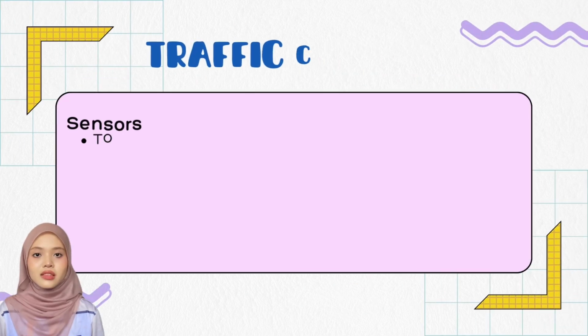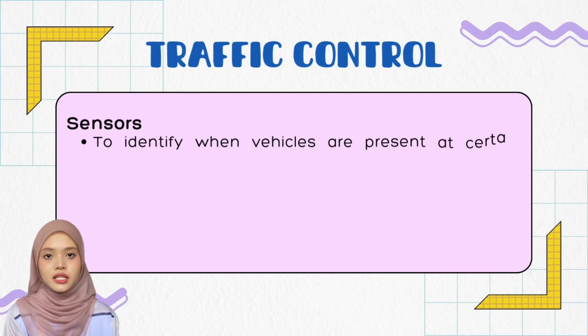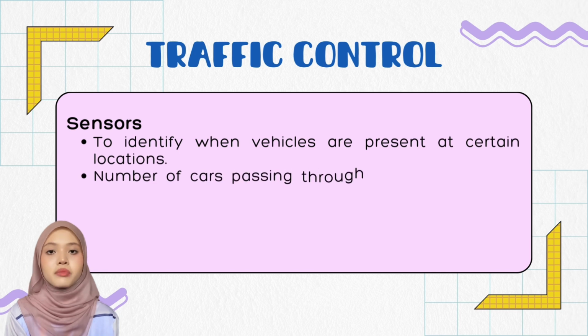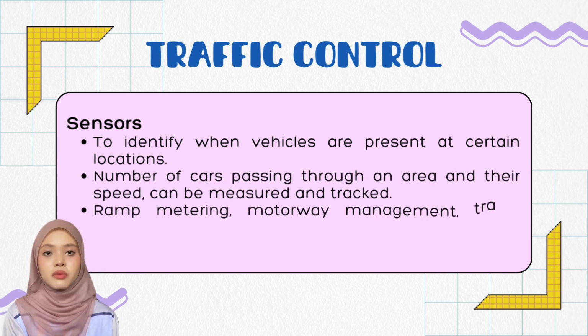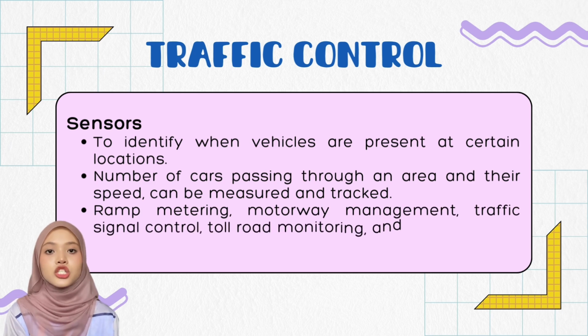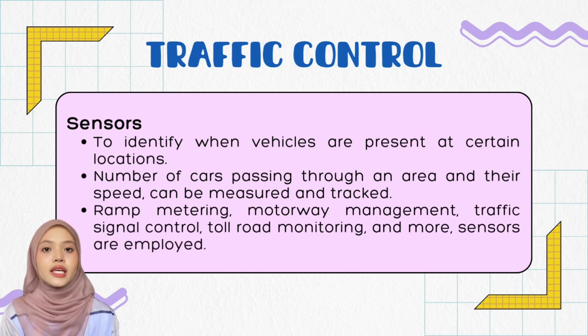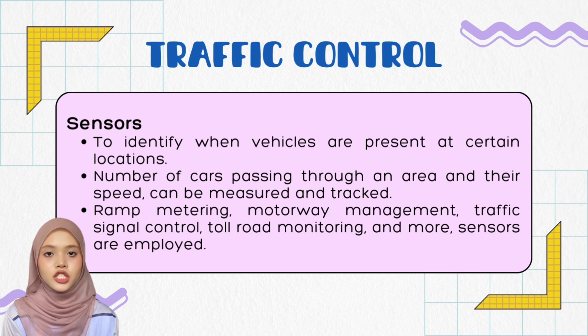Now, I will be presenting about traffic control. Traffic control systems use sensors to identify when vehicles are present at certain locations. Several types of circumstances, including the number of cars passing through an area and their speed, can be measured and tracked with the use of sensors. In many different traffic control and monitoring situations, such as ramp metering, motorway management, traffic signal control, toll road monitoring, and more, sensors are employed.